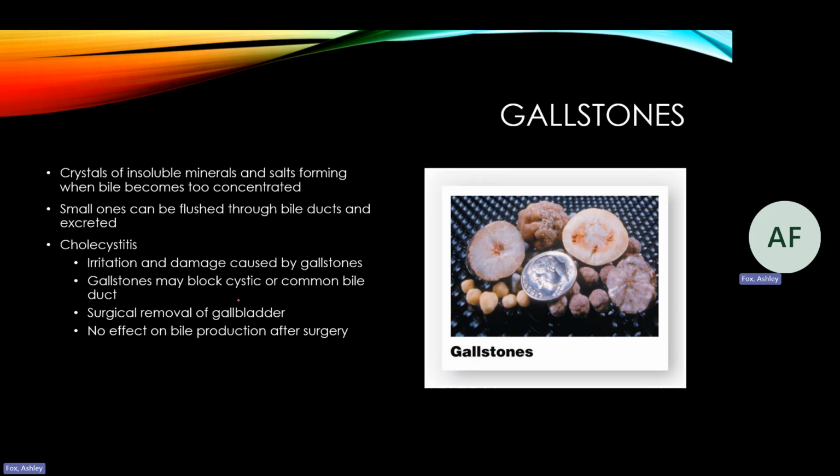They can even block the ducts, the exits, so the cystic and the common bile ducts. If they're big enough, they get stuck, and then you have a backup. And that's when you have to have removal of the gallbladder surgically. You can still produce bile after surgery as long as your liver's okay, but you can't store it. So that's the difference, the gallbladder stores. So you can still eat fatty meals, but a lot less bile is released because it's not stored. That makes the difference in how you change your diet.